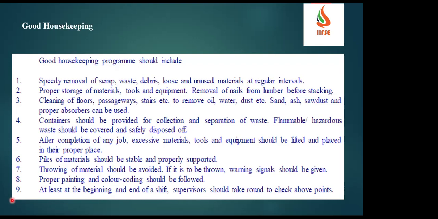Sometimes what will happen, there is no way for the material to be brought down. They finally choose that okay, we throw it from the top. So they think that okay, we'll throw from the top. If at all it is to be thrown, we have to provide proper barricade in that area. We have to keep one person who monitors that activity.